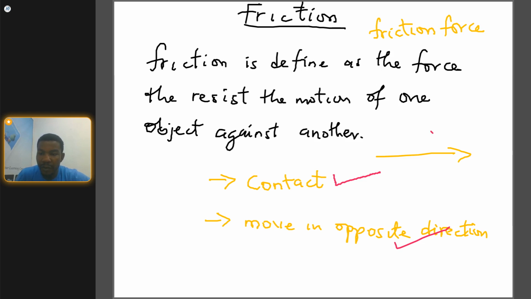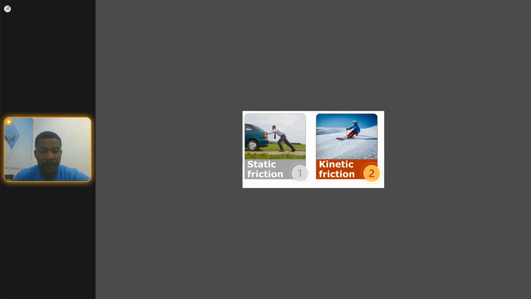We have 4 types of friction. We'll take 1 and 2, then we'll take the remaining 2 after treating this. The first type of friction is the static friction.